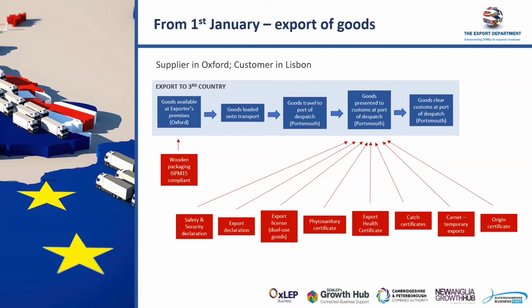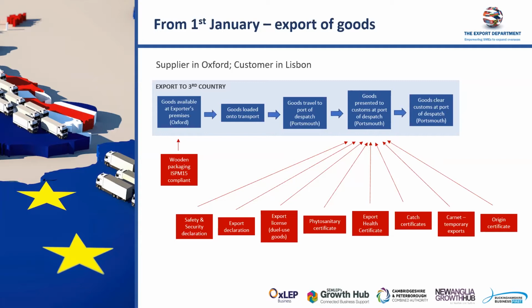So we've touched on the safety and security declaration. Because it's export, the likelihood is that the safety and security declaration would be part of the full export declaration that would have been made by the exporter or his or her customs intermediary before the goods are shipped, and then will be processed at the time the goods are at the port of dispatch.